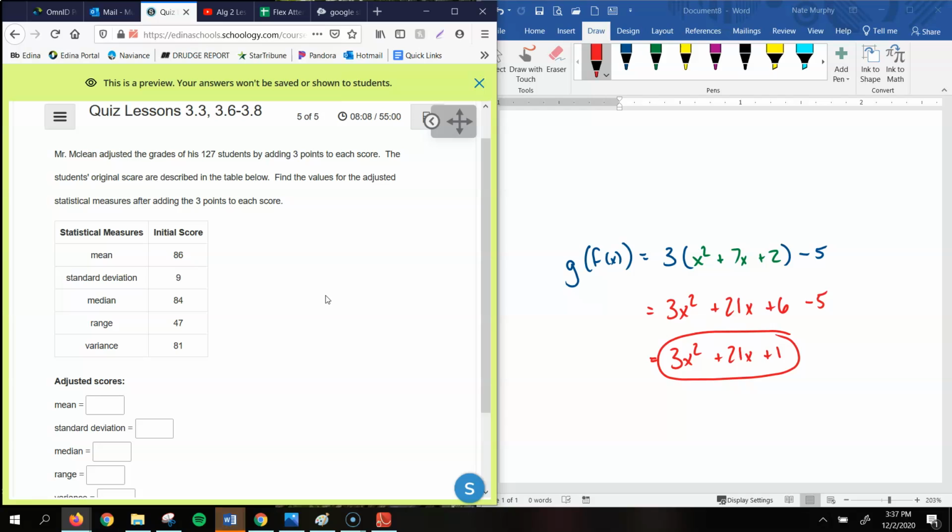All right, Mr. McLean adjusted the grades of his 127 students by adding 3 points to each score. Okay, so that's key there. The students' original scores are described in the table below. Find the values of the adjusted statistical measures after adding the 3 points to each score.